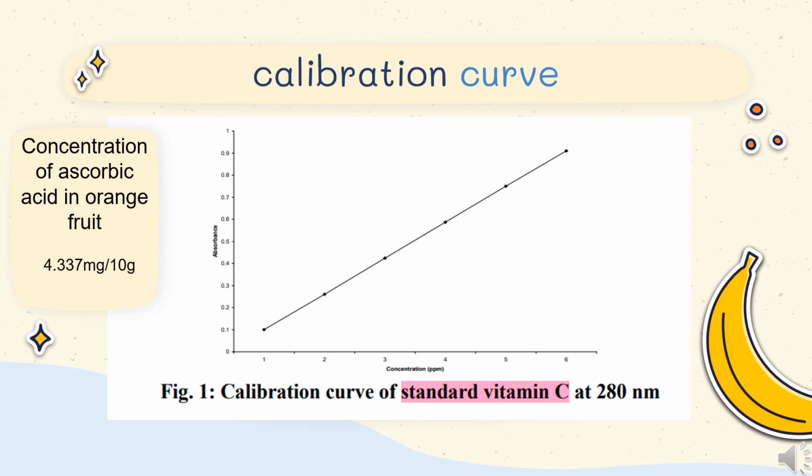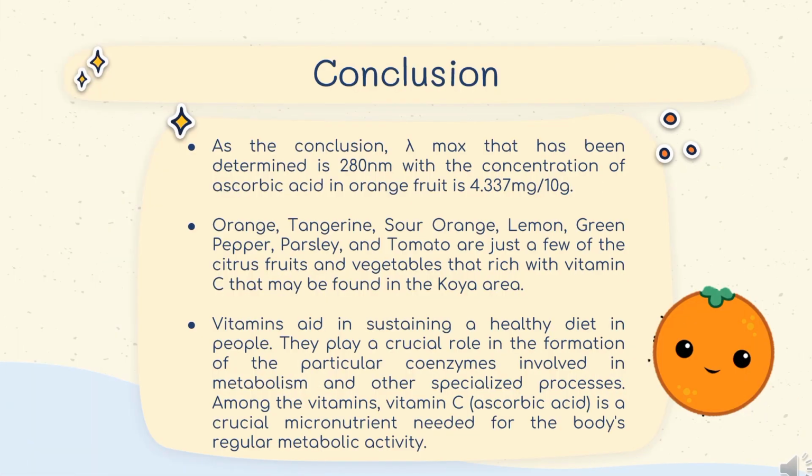Thus, the concentration obtained is 4.337 mg per 10 gram. So, as the conclusion, the lambda max that has been determined is 280 nanometers, with the concentration of ascorbic acid in orange fruit being 4.337 mg per 10 gram. Orange, tangerine, sour orange, lemon, green pepper, and tomato are just a few of the citrus fruits and vegetables rich in vitamin C that may be found in the Koya area.